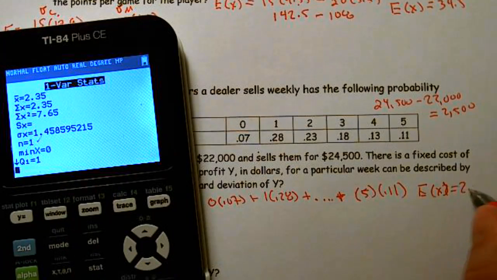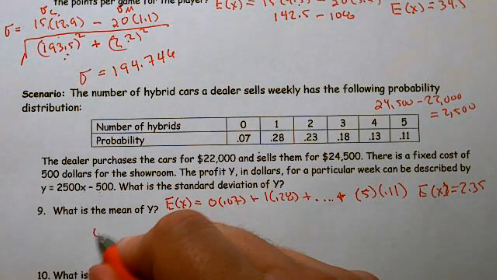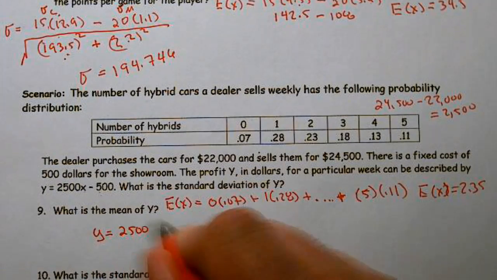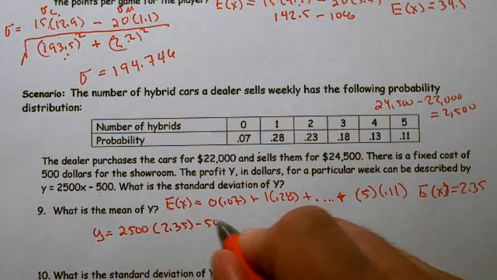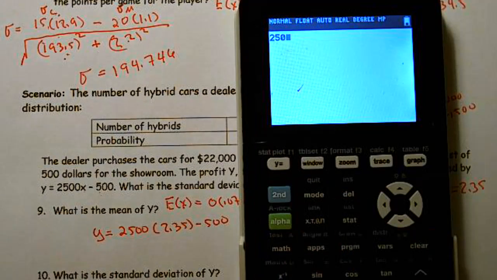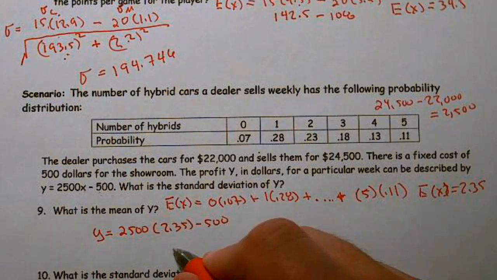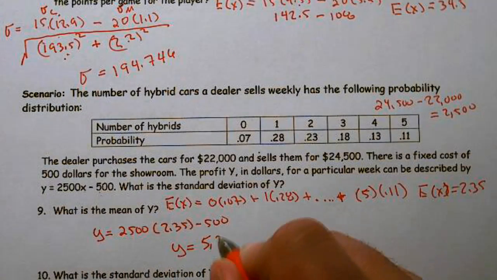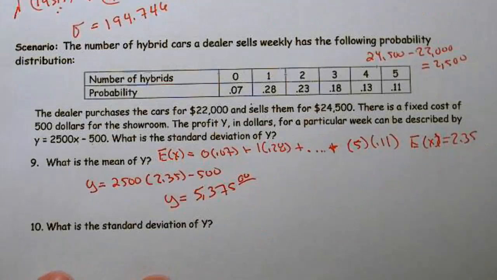So if I sell 2.35 cars a week, how much money do I expect to make? Well, Y equals 2,500 times 2.35 minus the 500. 2,500 times 2.35 minus 500. So I expect to make $5,375 a week. All right. So what is the standard deviation?